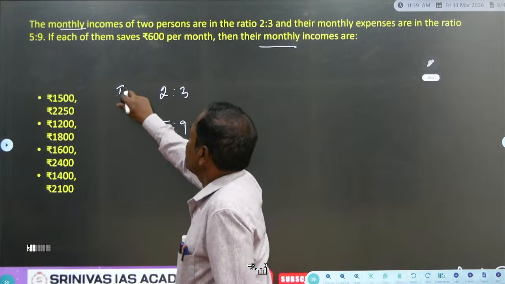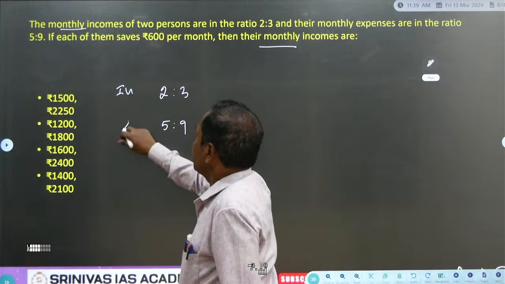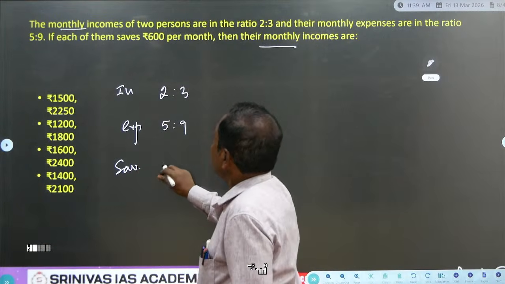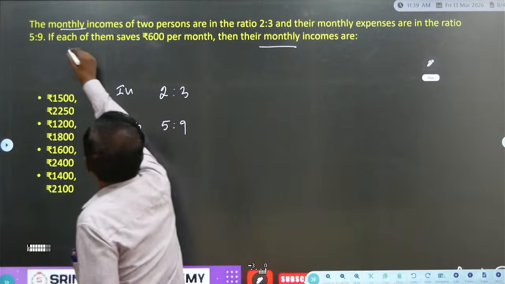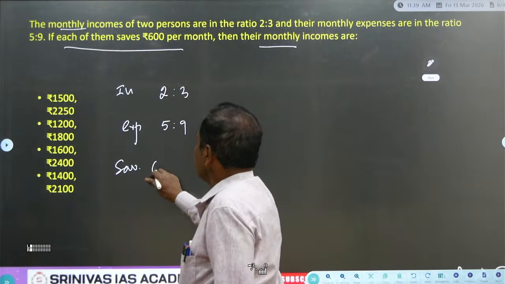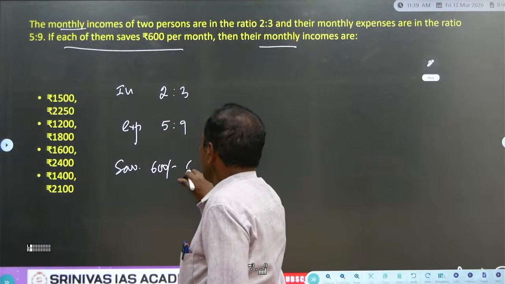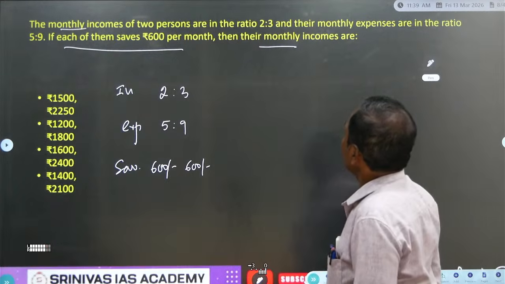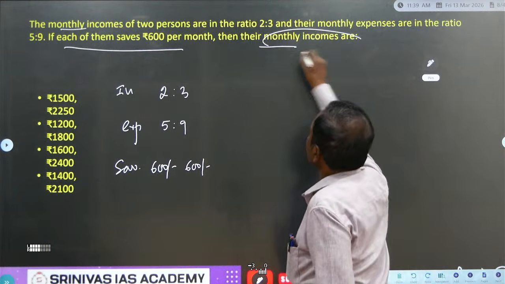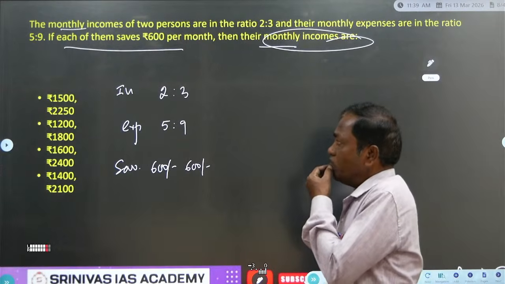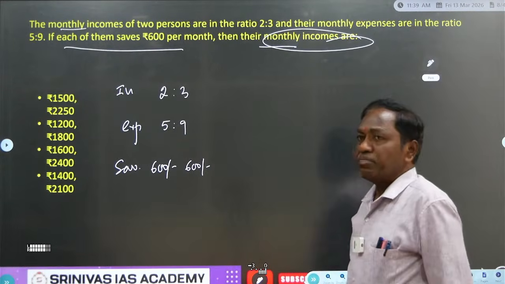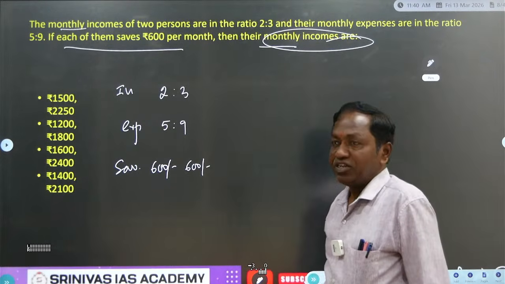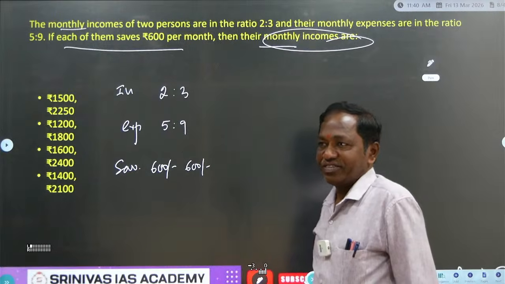So this is income and this is expenditure. Savings 600. If each of them saves 600 per month, the savings are equal. Then monthly incomes are... Generally, income minus expenditure is savings, but 2 minus 5 we cannot do that. You have to increase the income ratios.